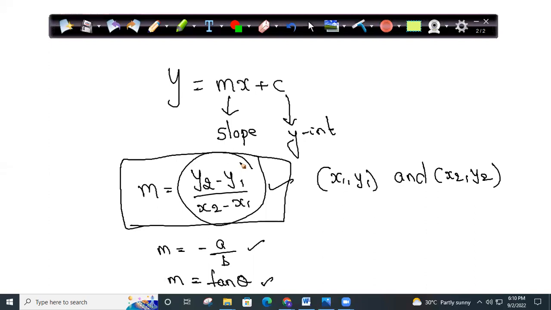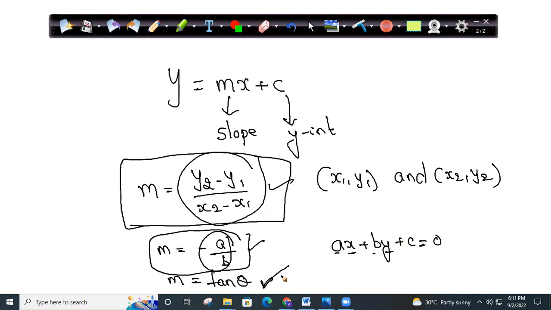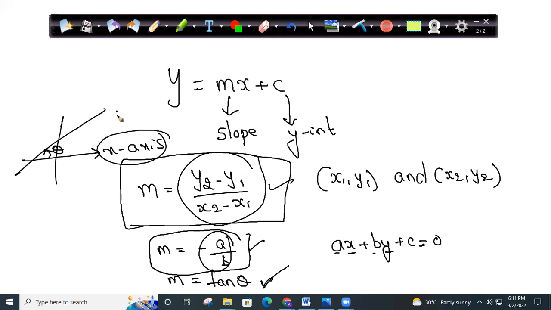Now, when should I use the formula -a/b? When they give me a line of the form ax + by + c = 0, where a stands for the coefficient of x and b stands for the coefficient of y. If I know the coefficient of x and the coefficient of y, definitely I can use this formula to find slope. When should I use the last formula? If I know a line and the angle made by the line with respect to the x-axis, then we should use the formula m = tan theta.